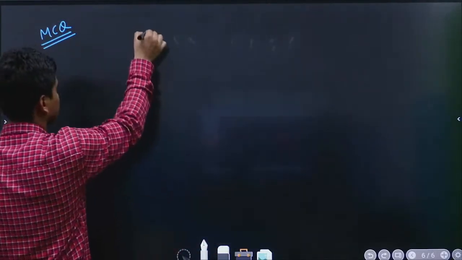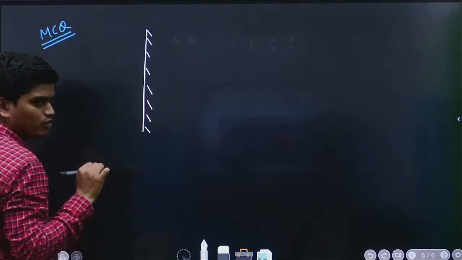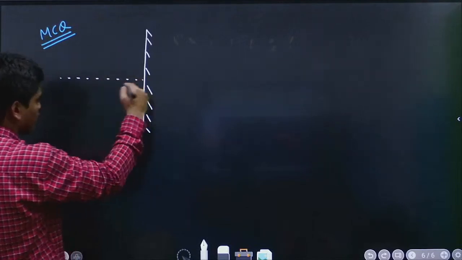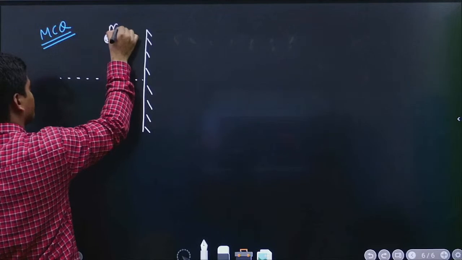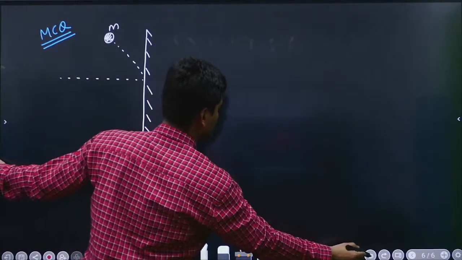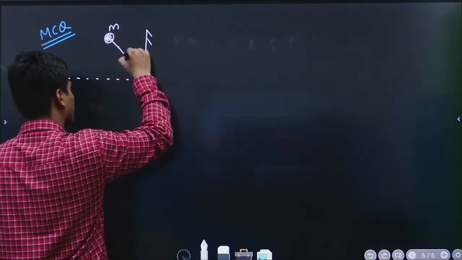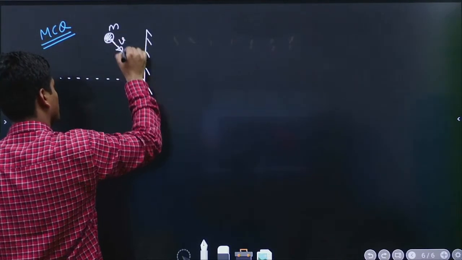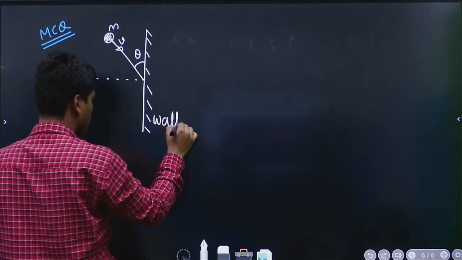So the question is like this. Here one wall will be there, and here one perpendicular line is there. Now here one mass is there. The mass is m. This mass is coming with a certain velocity v, making an angle theta with this wall.